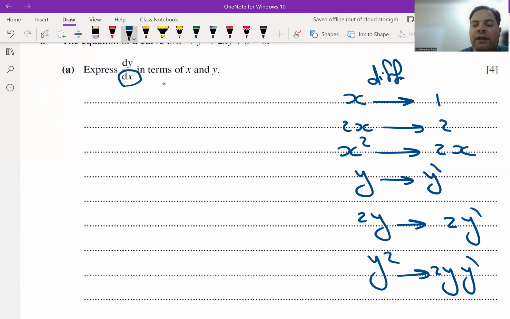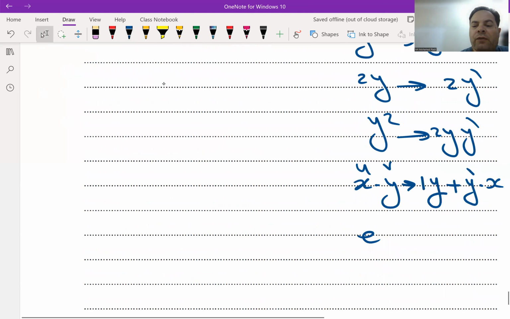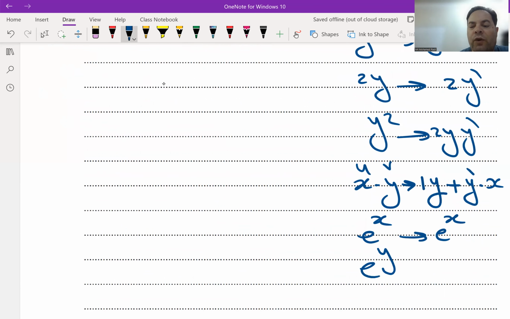If it is x times y, it's u and v. Differentiation of the first, 1, multiplied by the second, plus differentiation of the second, y dash, multiplied by the first. If it is e to the power of x, it's e to the power of x, but if it is e to the power of y, it will be e to the power of y, then y dash.